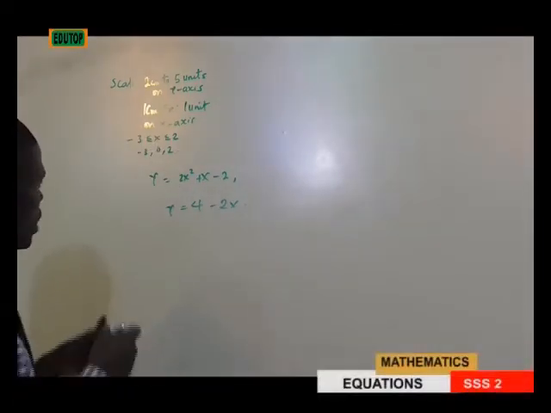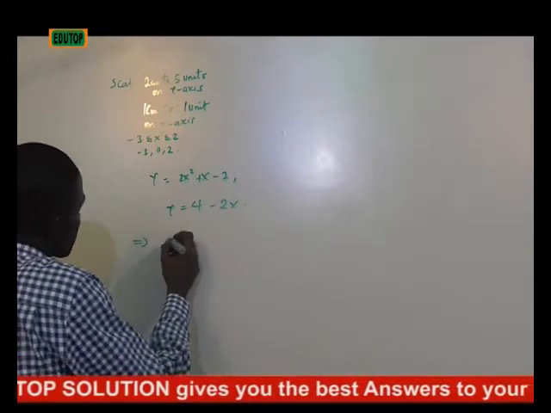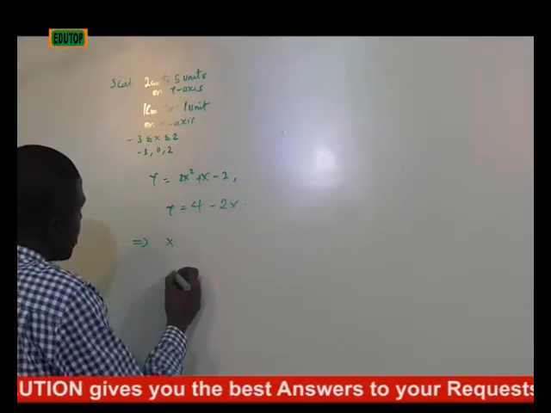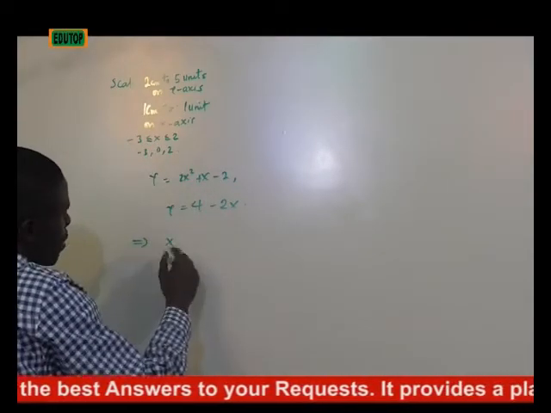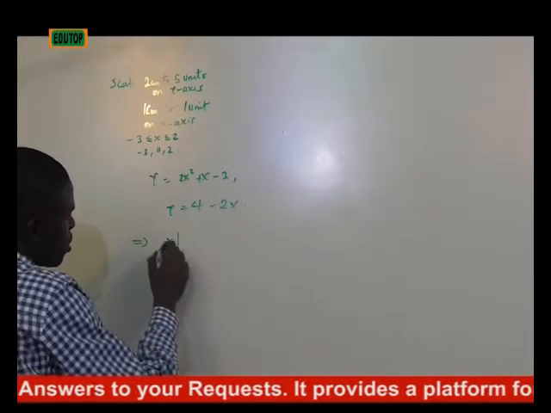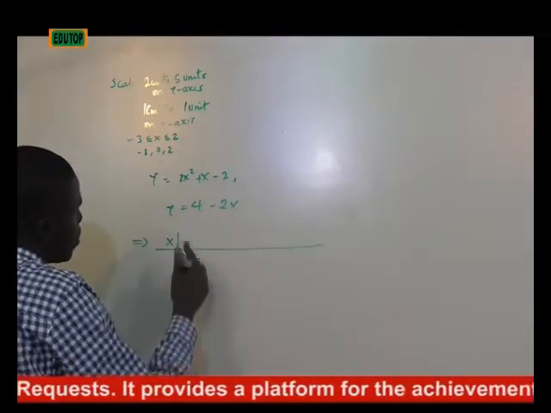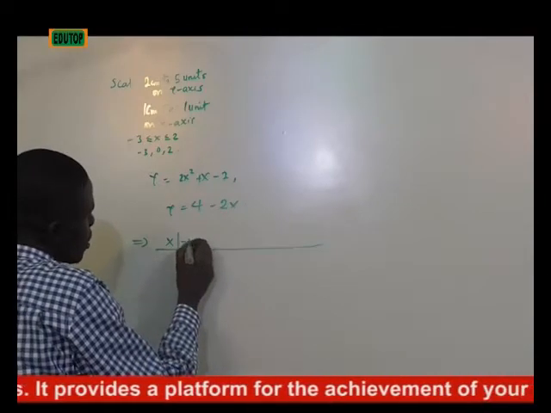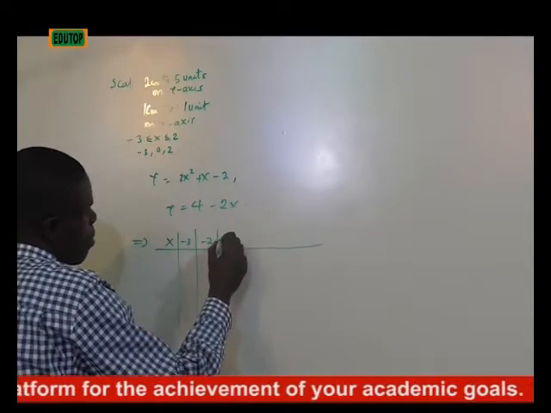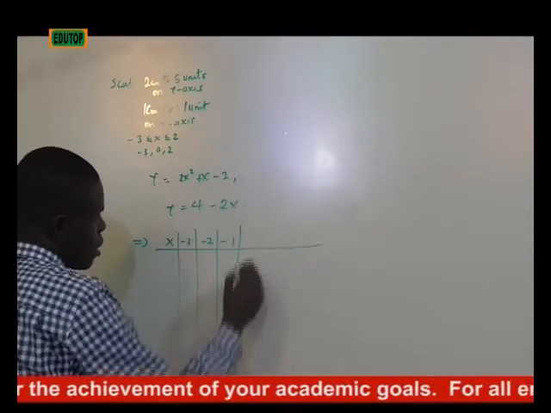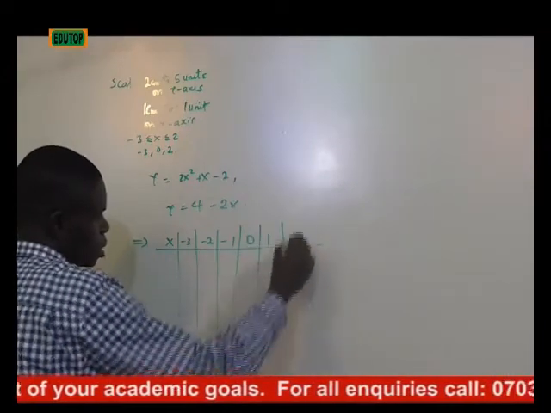So in so doing, the first thing we have to consider is that the value of x has been given to be ranging from minus 3 to 2. So automatically we compute a table of values for that, which you have minus 3, minus 2, minus 1, 0, 1, 2.